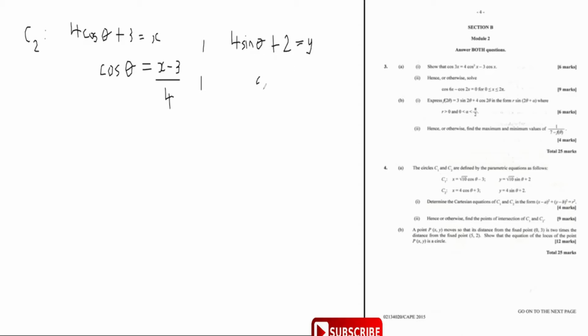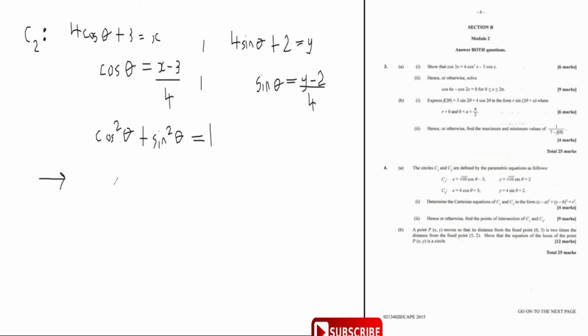So we need to make sine theta the subject. The sine of theta is equal to (y minus 2) divided by 4. So this is sine theta and this is cos theta. Now we have cos theta and sine theta, so we can go ahead and use the identity that we know, that cos square theta plus sine square theta is equal to 1.